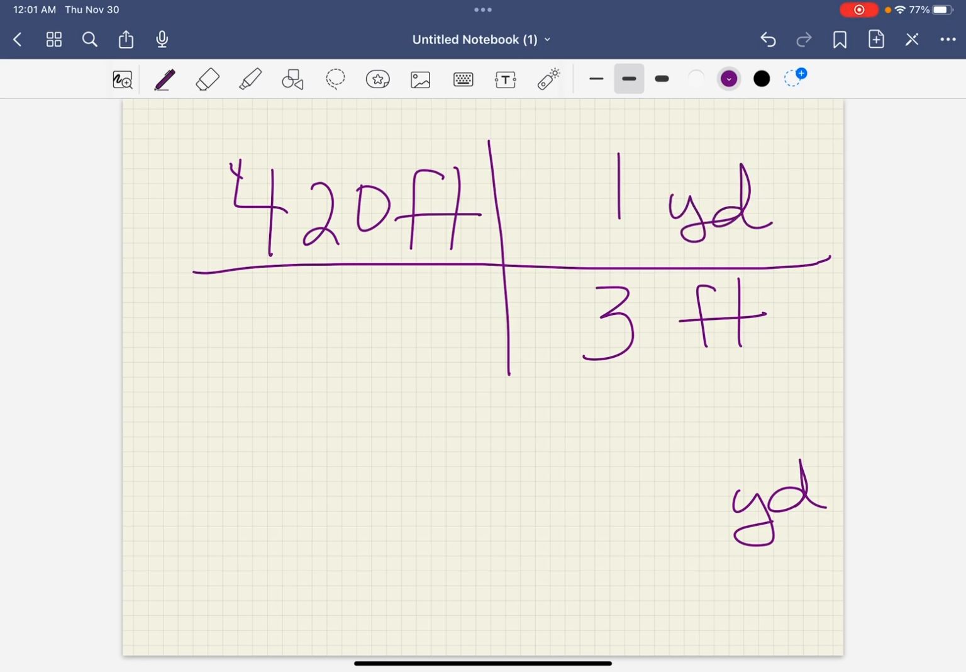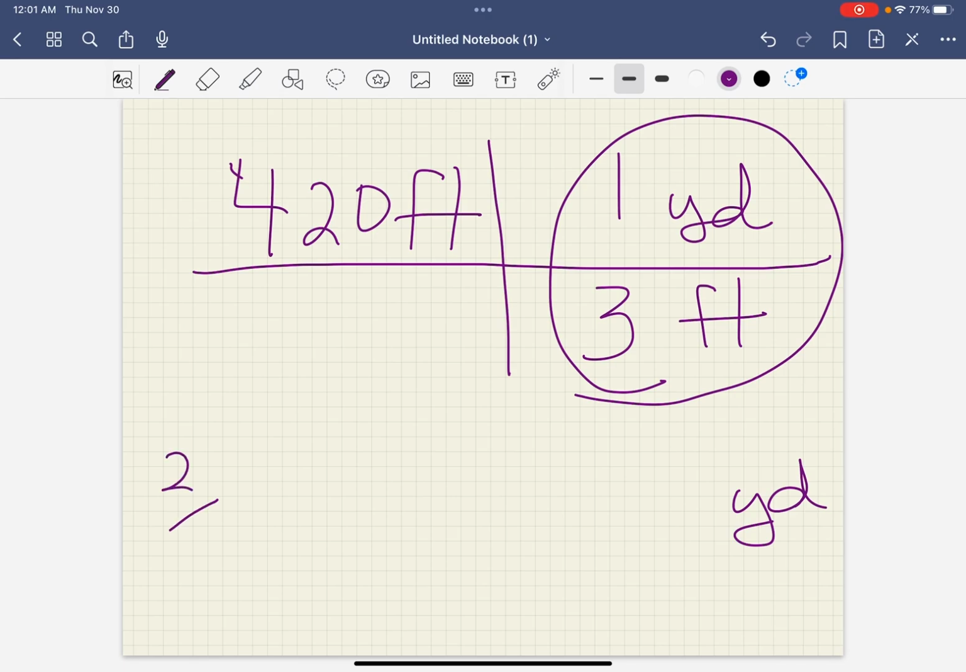Okay? This is called a unit multiplier because it's the same as 1. 1 yard, 3 feet are exactly the same thing. So it's like saying 2 over 2. Remember, that was 1. This is also 1. And we can multiply by any form of 1.